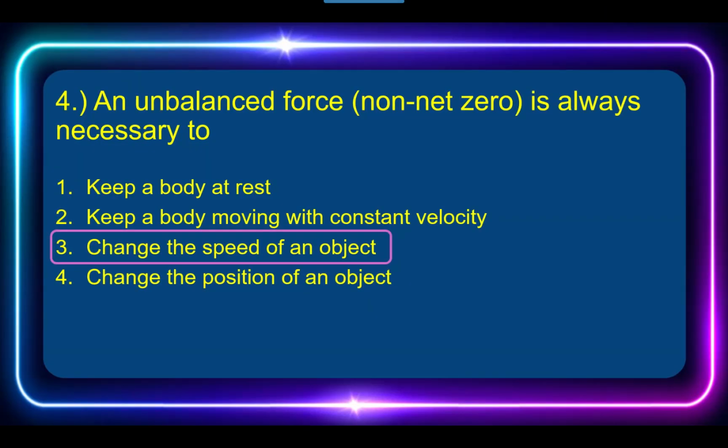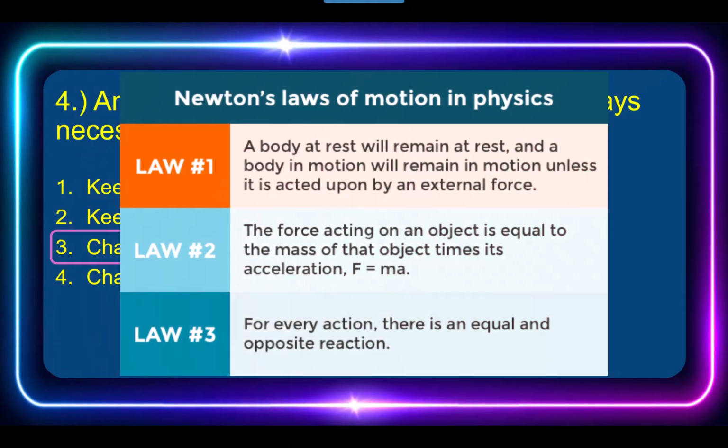If you selected number 3, change the speed of an object, you got it correct and you earned 5 points. Keeping a body at rest or having an object move at a constant velocity is Newton's first law of motion, the law of inertia. An object at rest will remain at rest. An object in motion will remain at a constant motion until acted upon by an outside force.